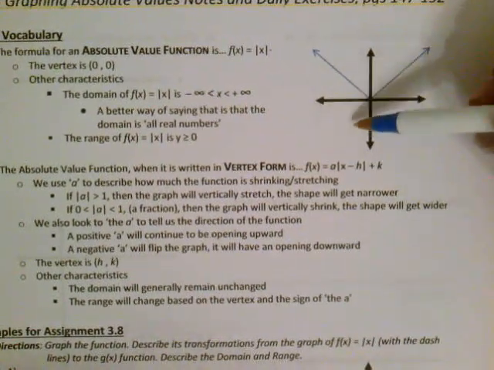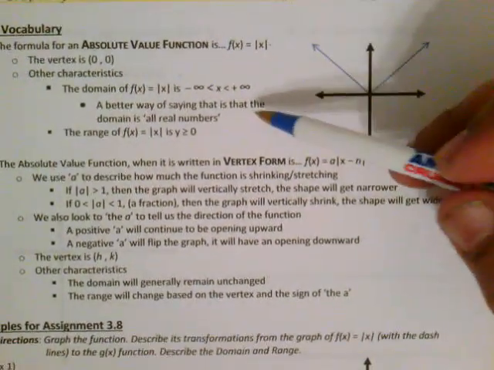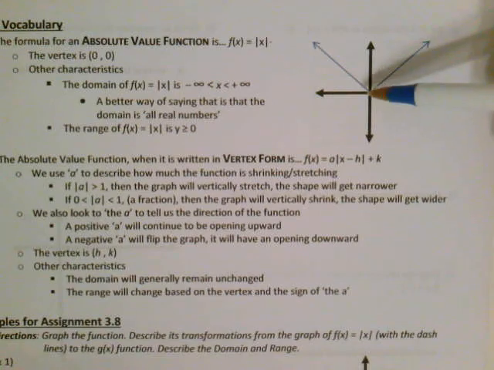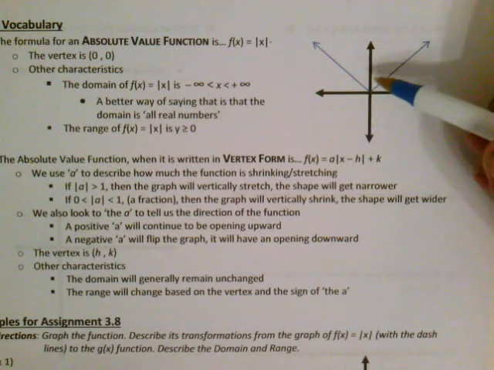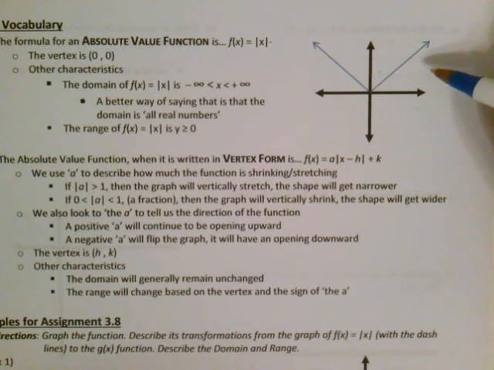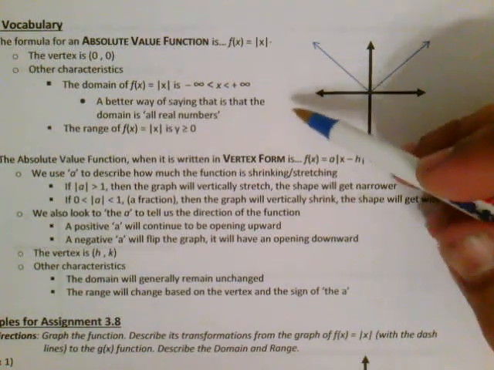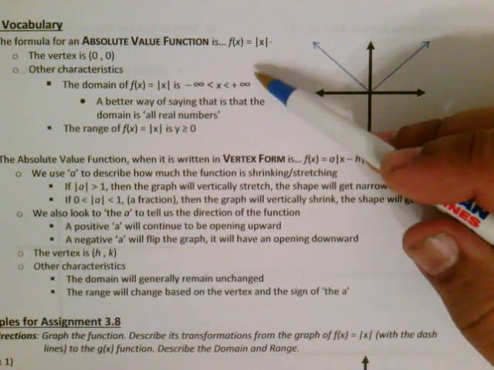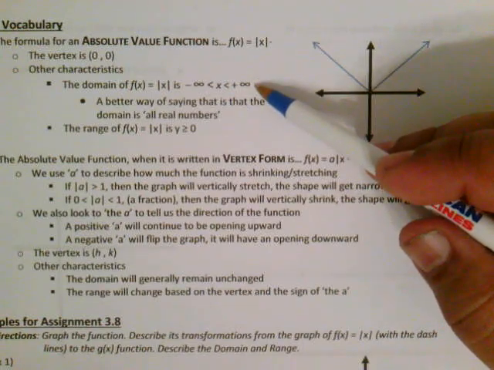Now, the domain for an absolute value is always the same thing. It's always going to go to the left. It might go slow, it might go fast, but it's always going to go to the left. And the range, on the right-hand side, it's the same. It might go slower, it might go faster, but it's always going to go towards the positive direction. The domain is always this interval.